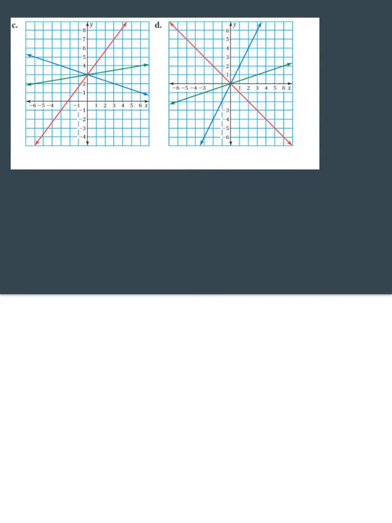So I would like for you to try C with your table group. Identify the slope and the y-intercept for all three lines in C only, and then put them into an equation.